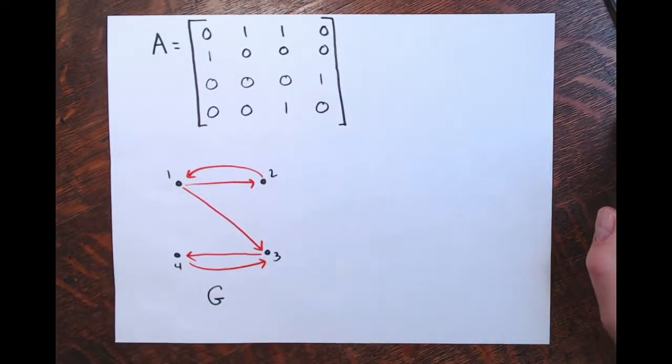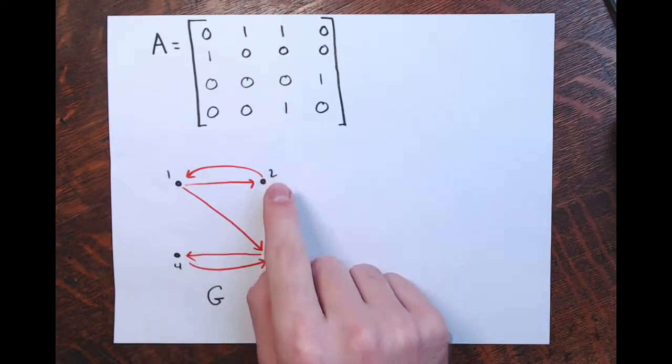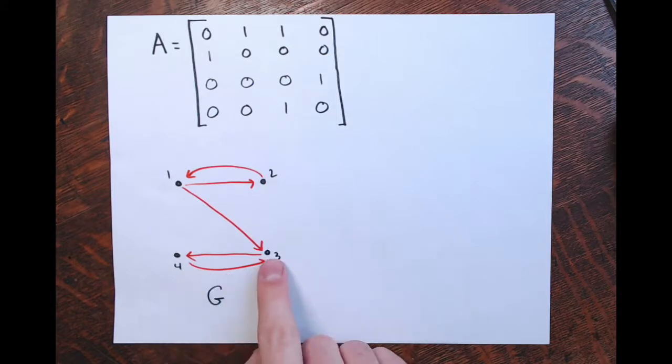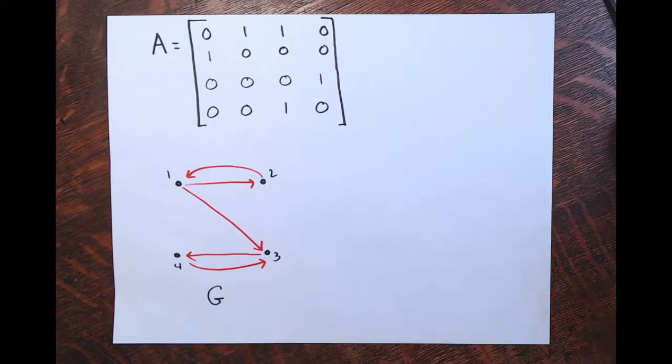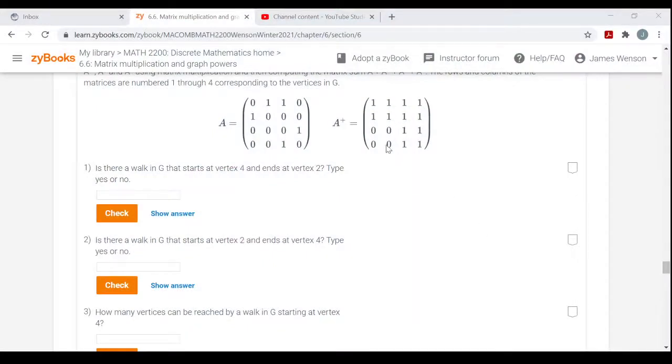Now the question was, is there a walk in G that starts at vertex 4 and ends at vertex 2? So let's see, I can go 4 to 3, and then you can't get to 2. You can only go back to 4. So, like I said, there is no walk that starts at 4 and ends at 2, which you saw from the A plus matrix. Row 4, column 2 had a 0. So there's no walk of any length from vertex 4 to vertex 2.